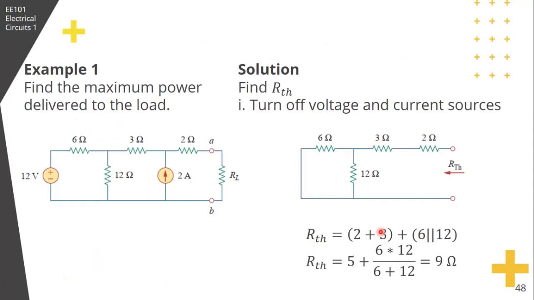Okay? Let's have an example. Find the maximum power delivered to the load. First, we need to reduce the circuit to its Thevenin equivalent, so we are looking for RTH and VTH. To find RTH, we turn off all the independent sources, so the voltage source is shorted and the current source is opened. As seen at terminals AB, RTH is the parallel combination, and adding the series resistors, 2 plus 3 plus 6 parallel 12, that would be 9 ohms.